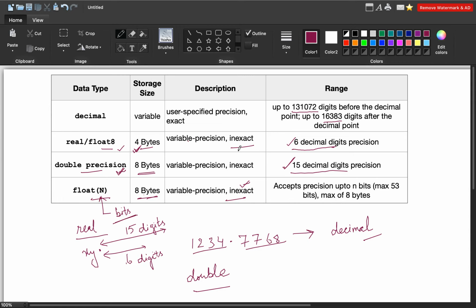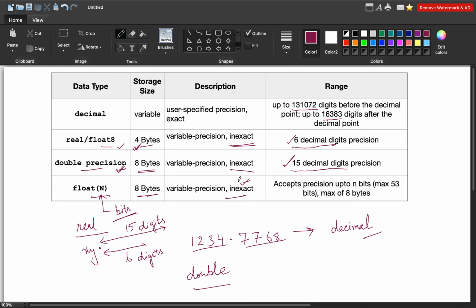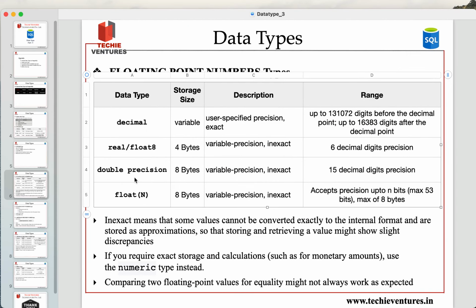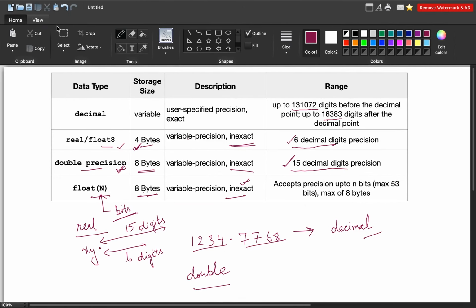Now, you might have noticed in real, in double precision, and in float, I have used the word inexact. What is the meaning of this? What is the meaning of inexactness? Inexactness basically means that some values cannot be converted exactly in the internal format and are stored as an approximation. What is the meaning of it? Let us understand. Let me just clear this up so that we can understand.